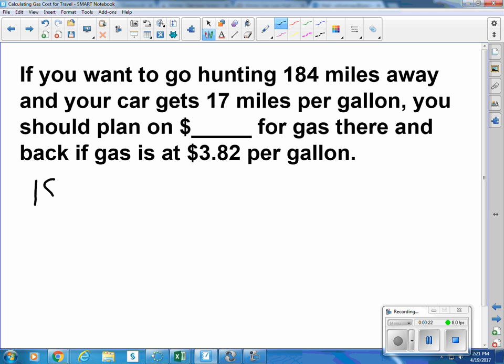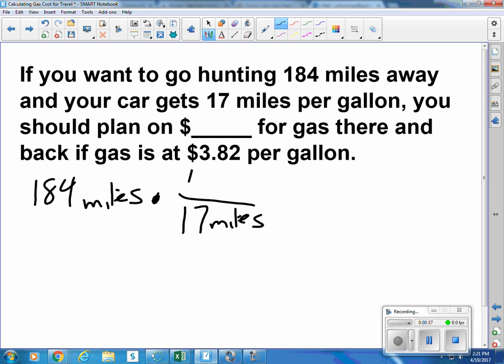So if we say I have to go 184 miles, 17 miles per gallon, but I'm going to write the 17 miles on the bottom and the gallon on the top. There's miles on bottom, miles on top. The units can cancel if they're in both the numerator and the denominator, and our calculator says that is 10.823. So we can round that.